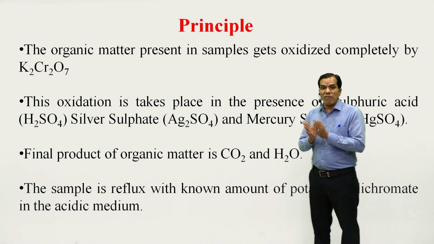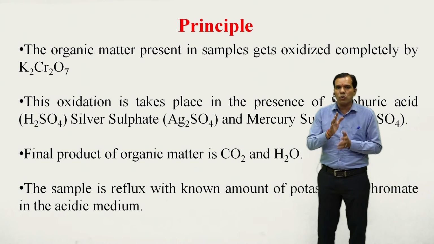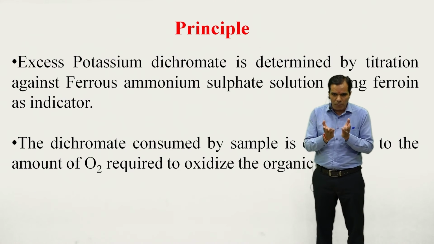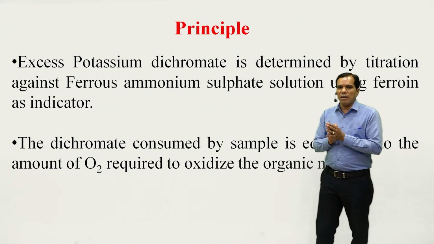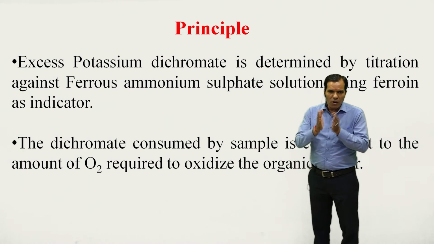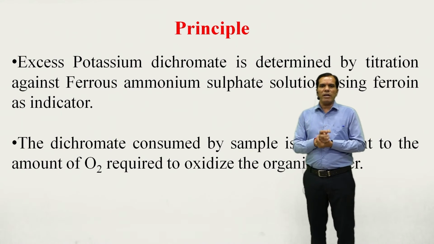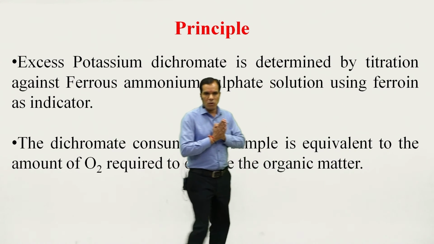The sample is refluxed with a known amount of potassium dichromate in the acidic medium for 2 hours. This is the main point of this experiment, because without refluxing of the sample, we cannot oxidize the organic matter in the presence of the oxidizing agent, that is potassium dichromate. Excess potassium dichromate is determined by titration against ferrous ammonium sulfate solution.